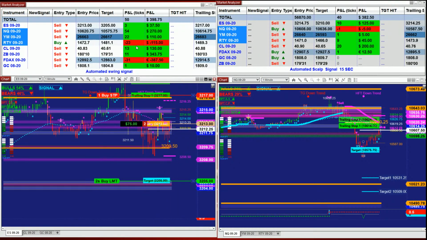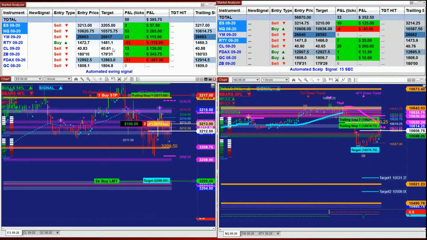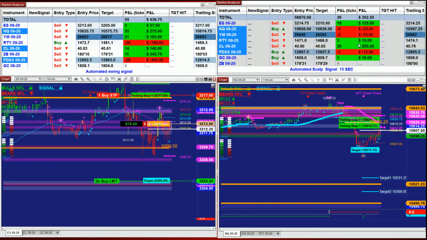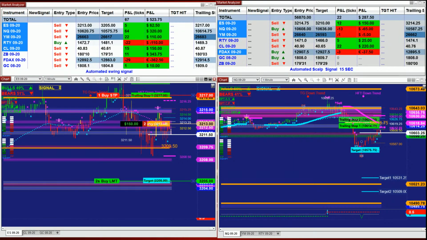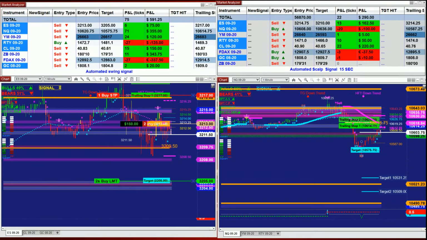For the ones that are new, on the left upper corner, this is a 1 minute swing signal. On the right upper corner, this is a scalper signal. And also we cover some different automated trades. It's all in one package.